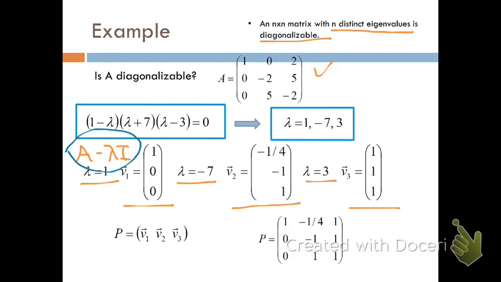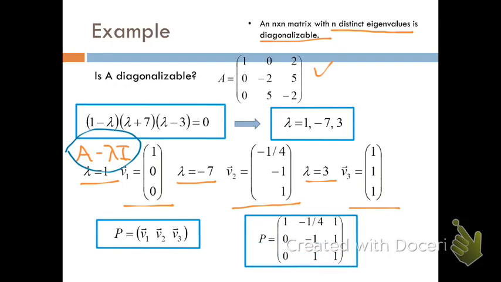So now, I want to look at making a matrix P from the vectors V1, V2, and V3. We get this matrix P here, where each column is one of the vectors V1, V2, and V3.